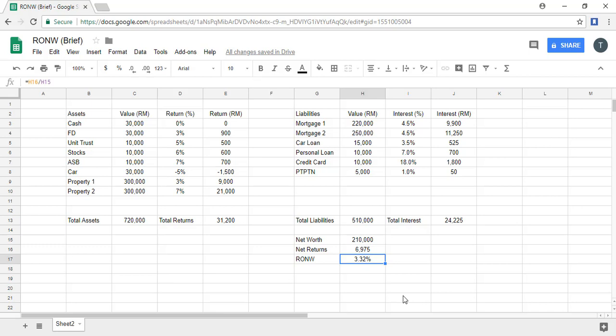So there you go, ladies and gentlemen. This is how you can calculate your return on your net worth. And this is a brief video.